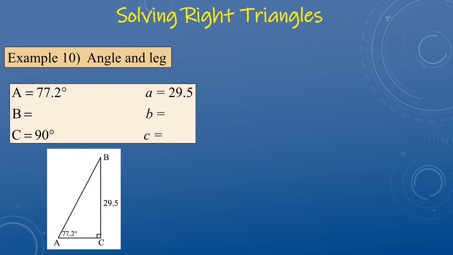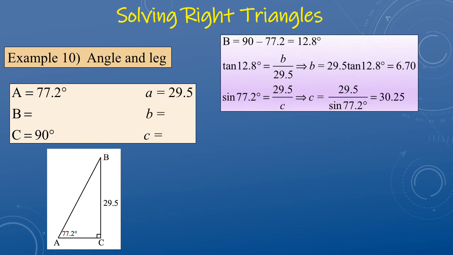Example 10 is an example of an angle and a leg. We are given angle A is 77.2 degrees, angle C is of course 90 degrees, and now we have little a, which is 29.5. We draw the picture somewhat to scale. To solve, we first go for angle B, subtracting 90 minus 77.2 to get 12.8 degrees.